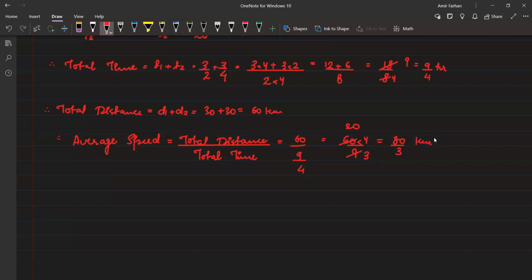Kilometer per hour. It's up to you, you can convert it into 26.67 kilometer per hour. Both are correct. If you leave this in fraction, that will not affect your answer, and no one can deduct your marks on the basis of that. I hope all of you got my point.